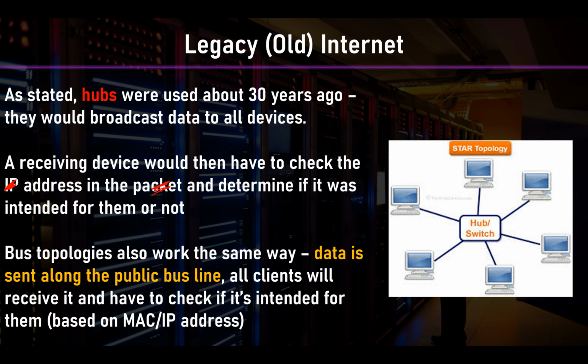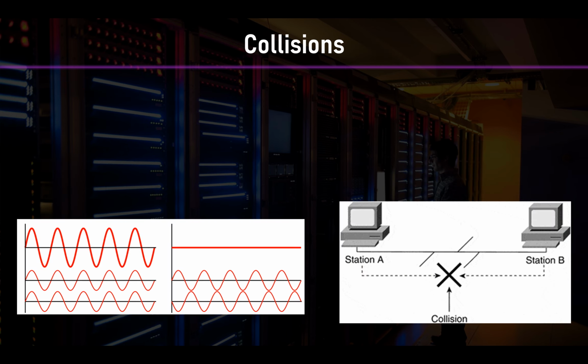So bus topologies work the same way. I think this is what we said. Data is sent along the public bus line, all clients will receive it, and they'll have to check if it's intended for them, again based on the MAC address. Now, sometimes they might use the IP address, but in most cases in a bus topology it's just going to use the MAC address, since it's a LAN, they don't really need an IP address.